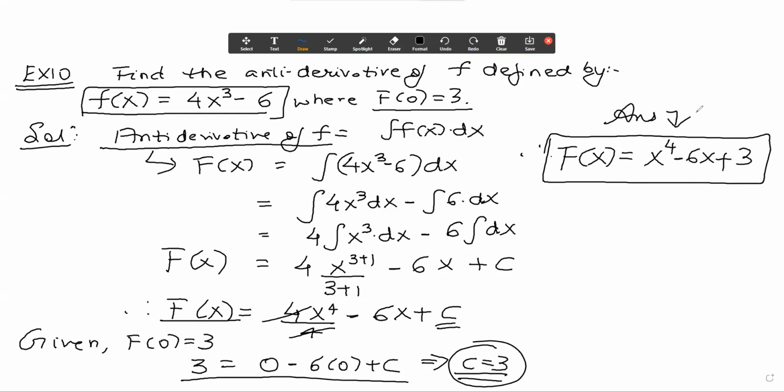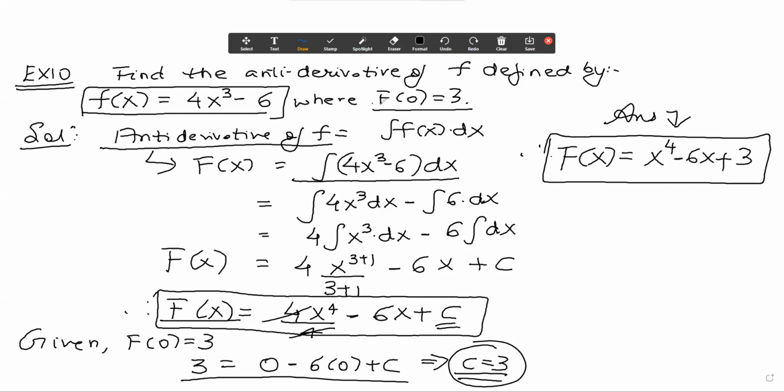So I again repeat, in example 10, they were asking us to find the antiderivative of f. Now the antiderivative of small f is nothing but capital F of x. How do we find capital F of x? Integrate small f of x. You know how to do the integration. This is what we get. Now in the question, they are giving us that F of 0 is 3. That means if you put x as 0, F of x is 3. So we get the value of c as 3. So my antiderivative is F of x equal to x^4 minus 6x plus 3.